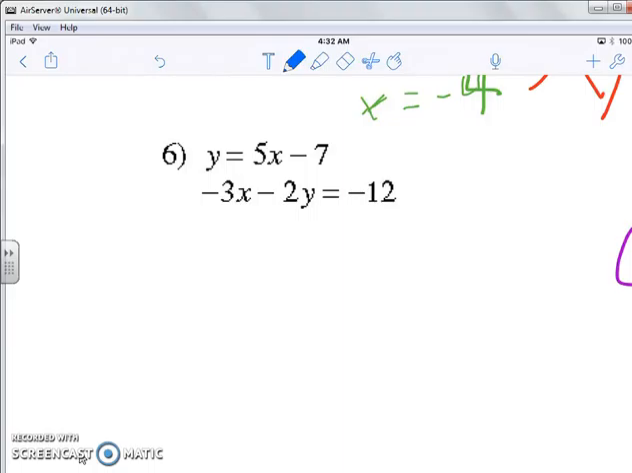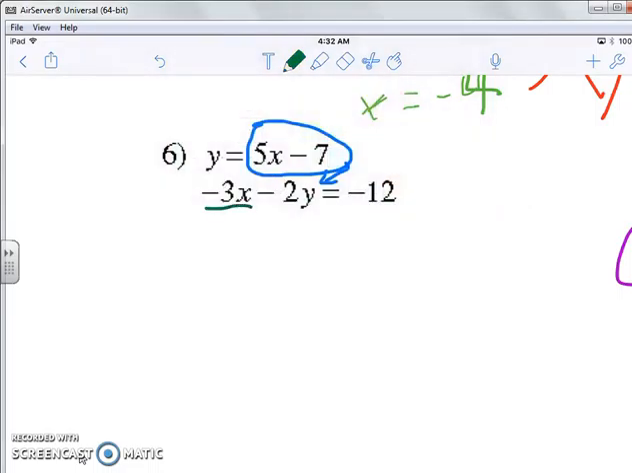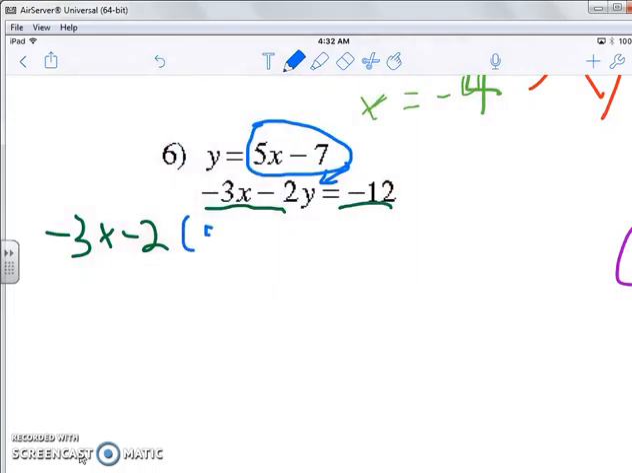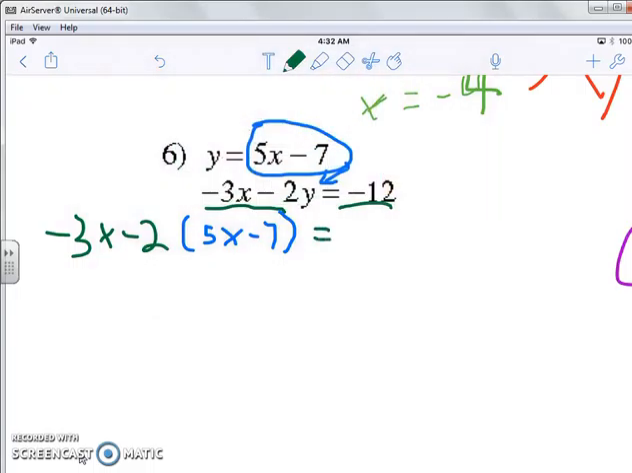Moving on, number 6, notice that y is already solved for. We're going to have to distribute that -2. So this is a challenging one. But let's go ahead and give it a whirl. So I'm going to use green for the majority of this and start way over here. Negative 3x minus 2, and this is where I do my substitution. So 5x minus 7. Because y equals this, I can replace y with that expression, those letters and numbers.